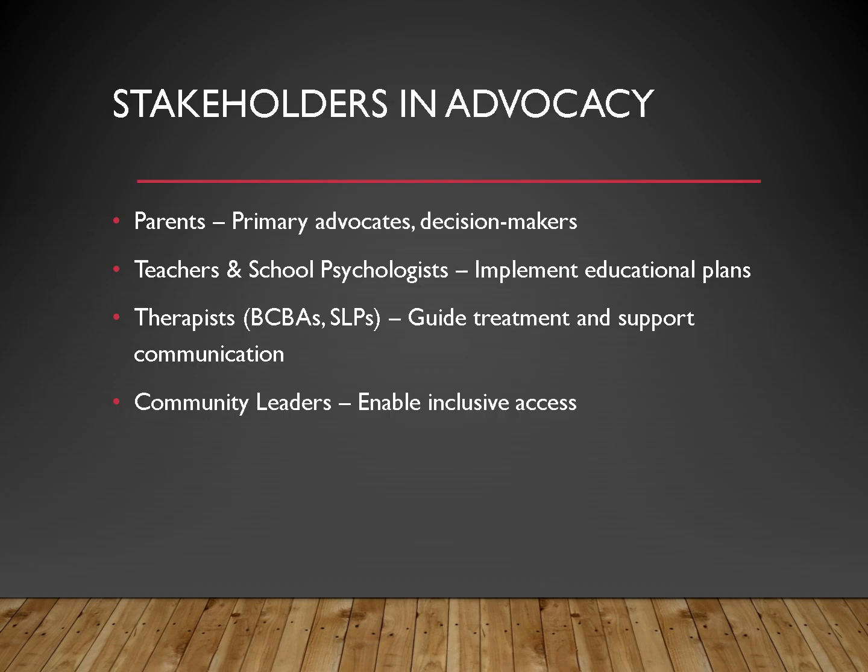A successful advocacy plan includes knowing who does what. The parent or guardian is typically the primary decision maker and our closest partner. Teachers, school psychologists, and therapists are the ones who implement or influence these supports. As an RBT, we also work closely with our supervising BCBAs and SLPs. Finally, community leaders like youth directors or church staff can enable access to inclusive spaces. Knowing how to engage these stakeholders is essential.